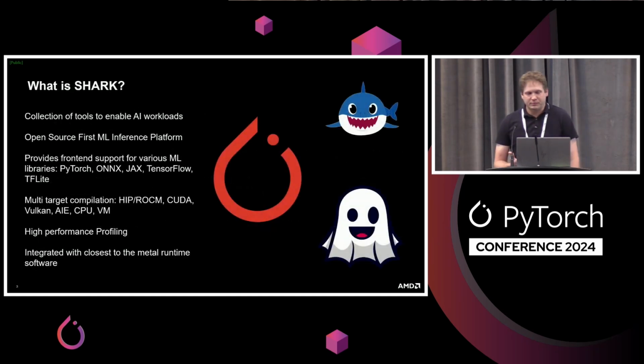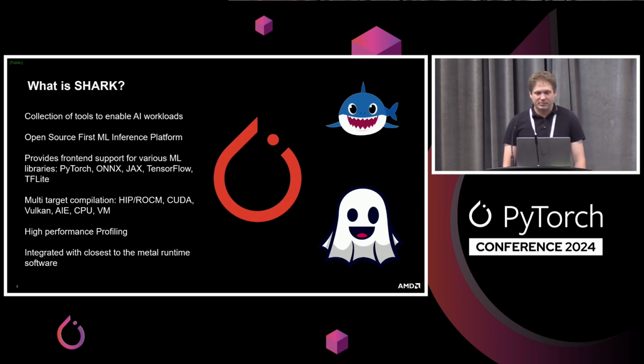What we're going to talk more in depth about is the Shark ecosystem. And what is Shark? It's basically a collection of tools to enable AI workloads at a high level. It's open source first. Everything is out on GitHub. Anyone has access and can download, get set up and run with it through our ML inference platforms. It provides front-end support for a number of different ML libraries. PyTorch, obviously, is one of the major ML libraries out there, so we want to provide support for that. And it does include support for ONNX, JAX, TensorFlow, or TF-Lite as well.